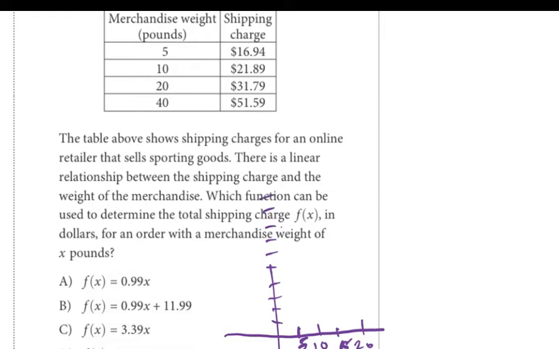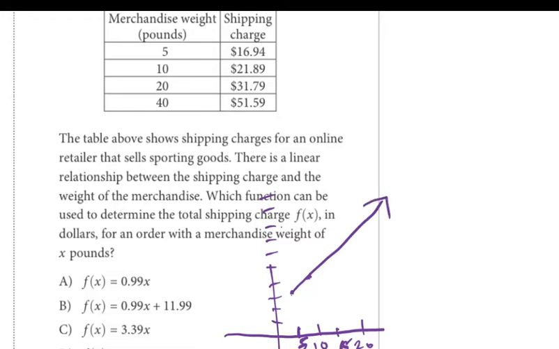Okay, so 5 would be approximately $16. I'm just going to estimate what this graph looks like just to show you what's going on here. The graph would look somewhat like this. We're increasing, as you notice, about $5 each time that we go up 5 pounds. So we'll find our slope and our y-intercept. Right, that's what the equation looks like.